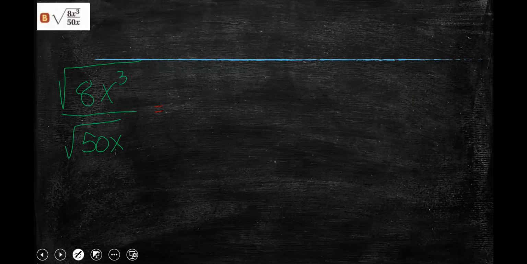Let's try 2. 8 divided by 2 is what? 4. And 50 divided by 2? 25. Exactly. Then let's put now my new numbers.